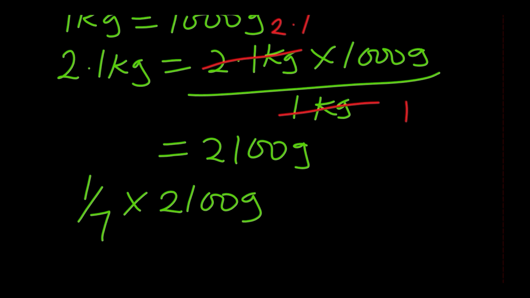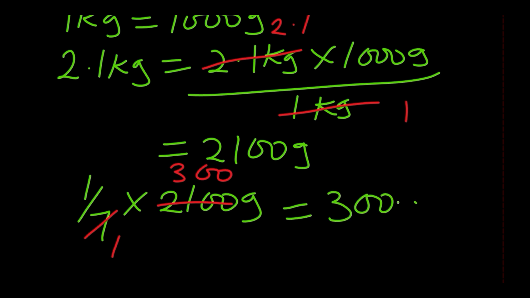We simplify. 7 divided by 7 will give us 1. 2100 divided by 7 will give us 300, which equals 300 grams. 300 grams is 1 over 7 of 2.1 kilograms in grams.